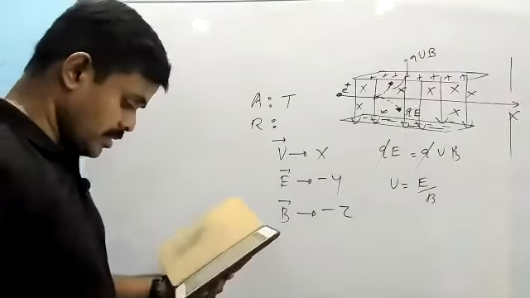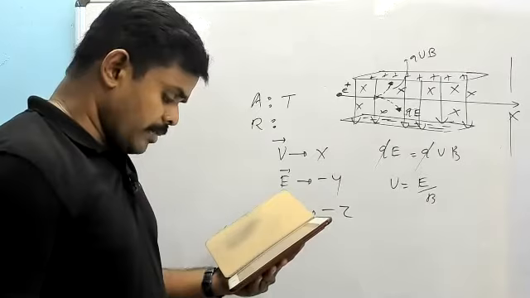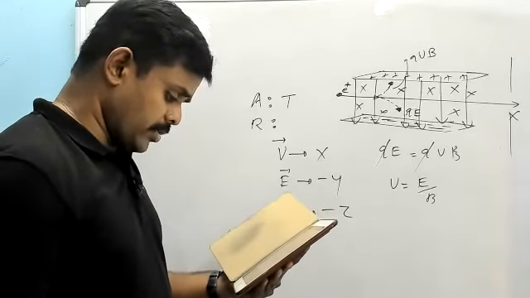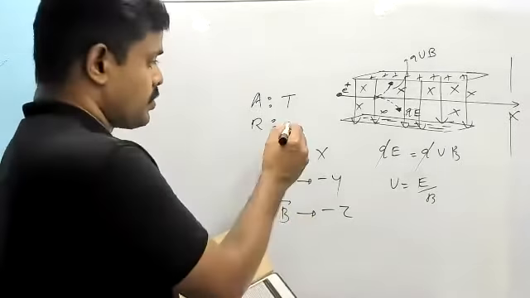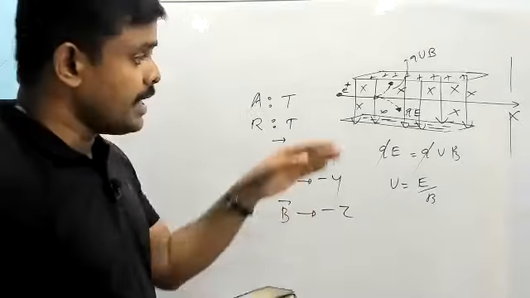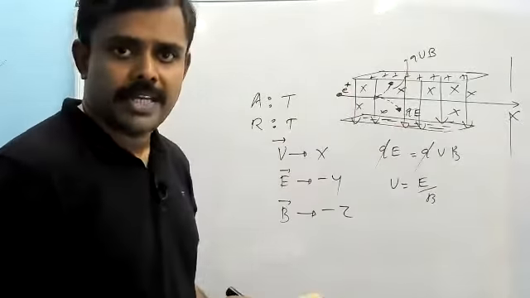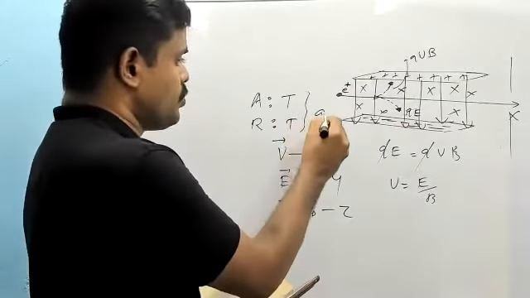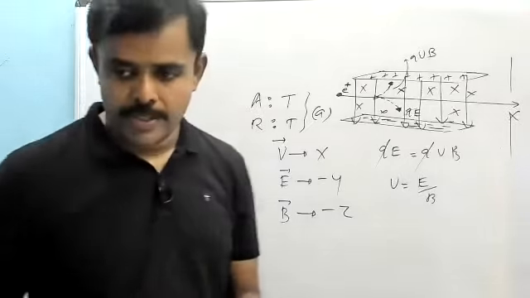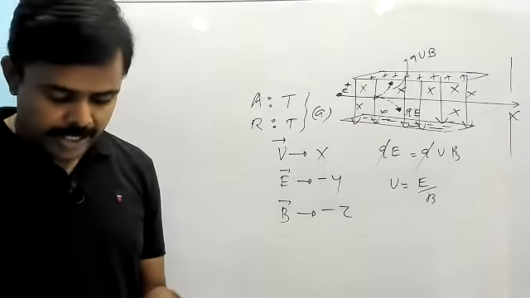How about the reason statement? Magnetic field inhibits the motion of a charged particle moving across it. Yes, that's also true. Magnetic field actually deflects the particle. That is why it happens, right? So the assertion is true, the reason is true, and the reason correctly explains the assertion. The answer is option A. I'm explaining that one more time.